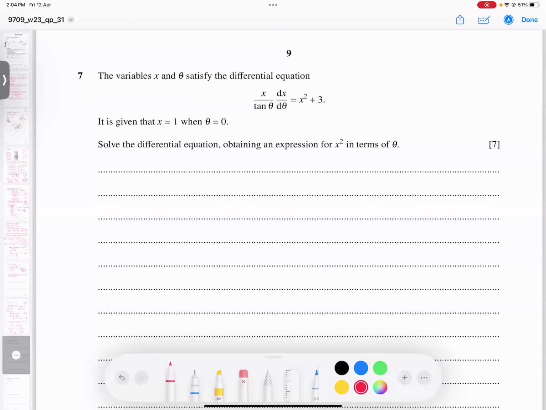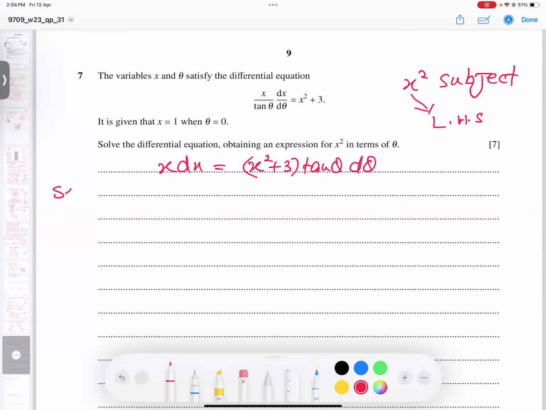Let's go for the next, question number 7. And he has given us here, students, the differential equation, and we have to make x squared the subject. Keep your eye on the subject. First of all, what is the subject? Try to bring it alone on the left-hand side. So job number one, cross multiply. When I cross multiply, make sure this is in a bracket and tan theta into d theta. Step number one, separation of variables. Separate the variables, okay?